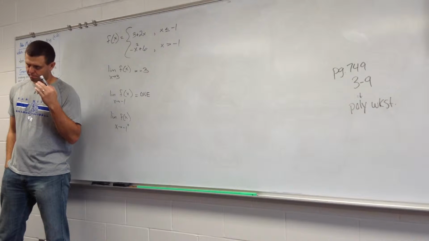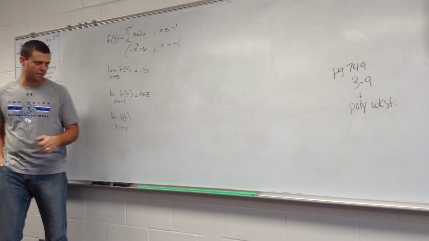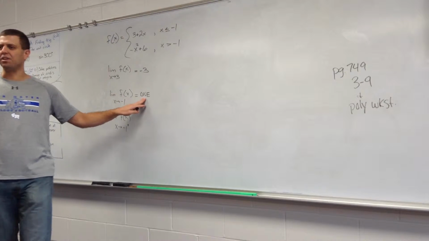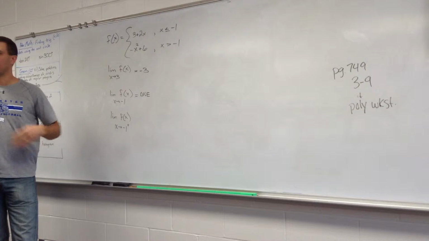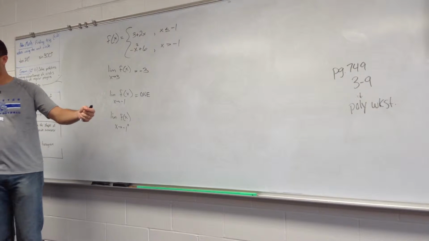Because they're not approaching the same value from the left and the right. Okay? So make sure you add that as to why the limit does not exist. You'd say, because you're not approaching the same value from the left as you are the right. Okay?